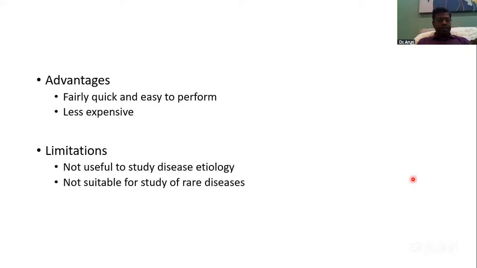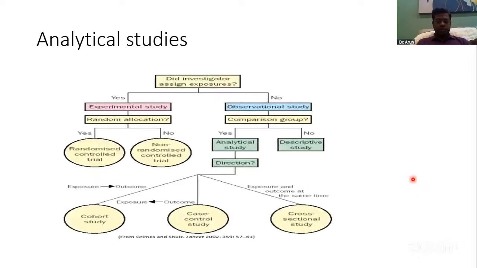As already mentioned, the advantages of cross-sectional surveys are that they are fairly quick and easy to perform and less expensive. But the limitations are that you don't know the disease etiology, because you are assessing exposure and outcome at the same time, and it is not suitable for the study of rare diseases. So this is about descriptive studies.